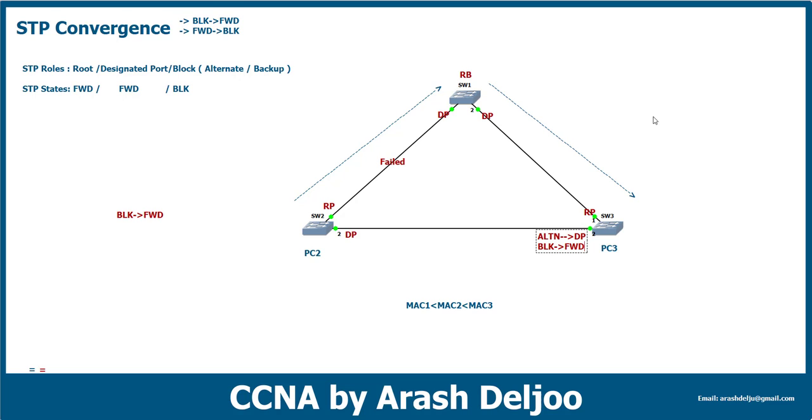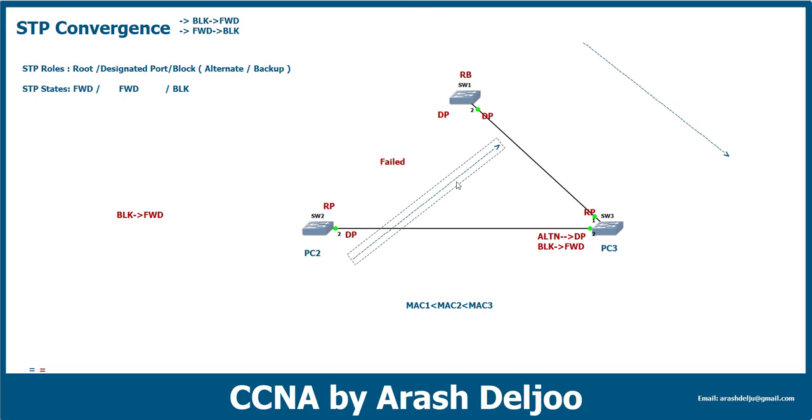Or maybe you also encounter another scenario. For example, now this link is not available. This is the steady state, and we are sending traffic from switch 2 to switch 3, from PC2 to PC3. But after some seconds, this link is established again. You know that when this link is established, as soon as possible you need to remove this interface or block this interface, because now you have a loop.